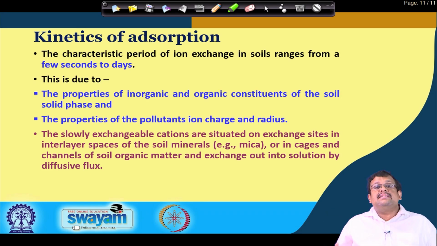So, the slowly exchangeable cations are situated on the exchange sites in the interlayer space of soil minerals like mica, or in cages or channels of the soil organic matter, and exchange out into solution by diffusive flux. We have already discussed that. Two properties you have to remember: one is the properties of inorganic and organic constituents of the soil solid phase, and the other is the properties of the pollutant ion, its charge and also its radius.